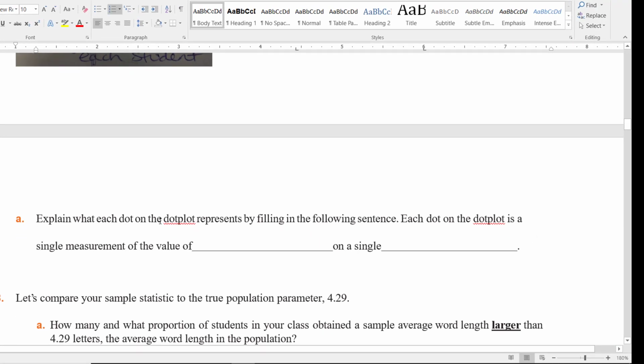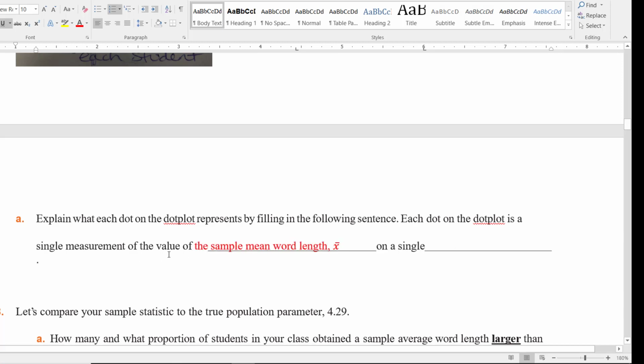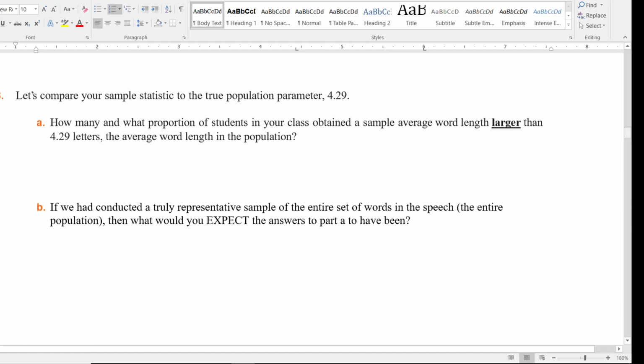It says to explain what each dot on the dot plot represents by filling in the sentence. Each dot on the dot plot is a single measurement of the value of the sample mean word length X bar on a single student in the class. So each dot is a different student's X bar from their own sample of 10 words. Number 8 says, let's compare our sample statistic to the true population parameter 4.29. Remember, 4.29 is the mean of the entire population of words. It's mu.